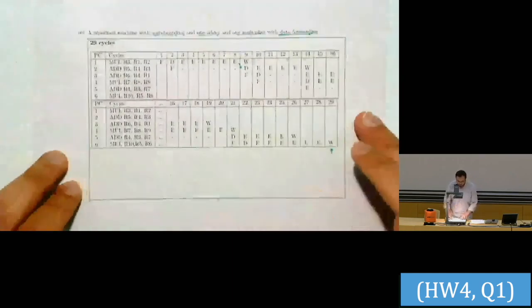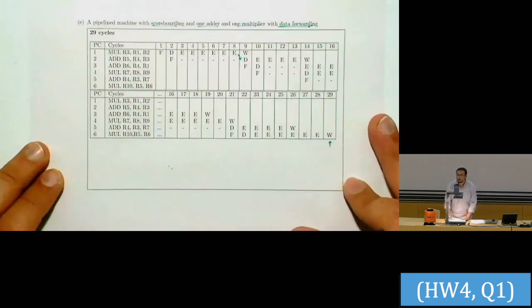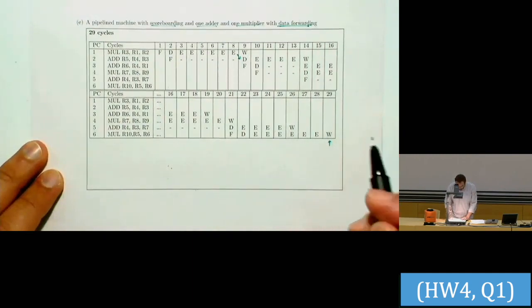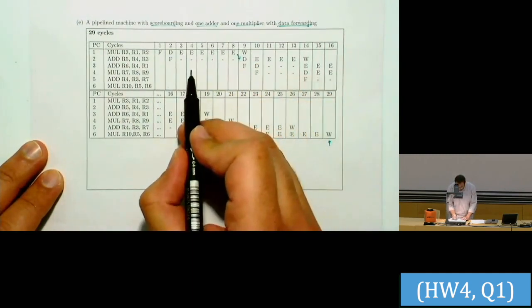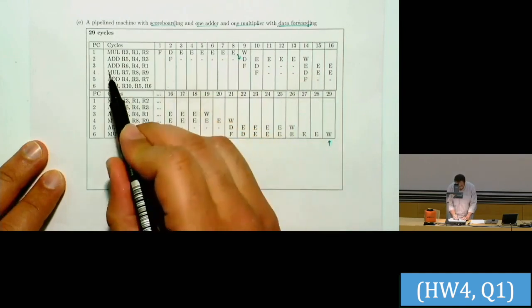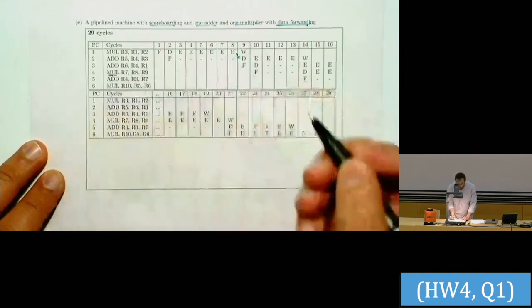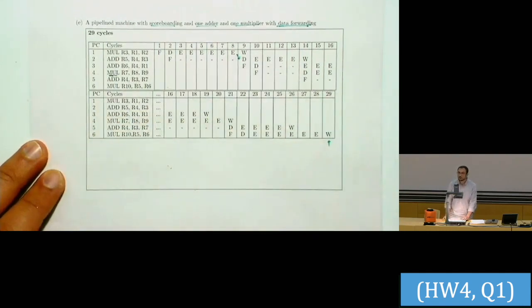Which one? This one? This multiply unit? So this is okay. So there's another bottleneck here, right? You have to fetch and decode these instructions, and you have a bottleneck over there.